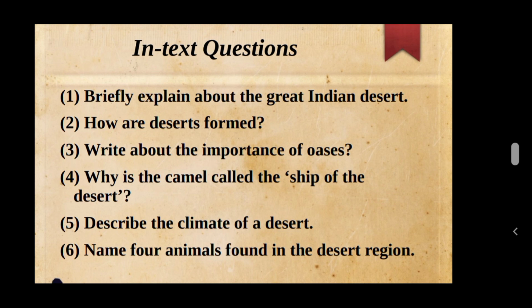Next question, name four animals found in the desert region. Blackbucks, jingaras, wild dogs and the great Indian bustards.